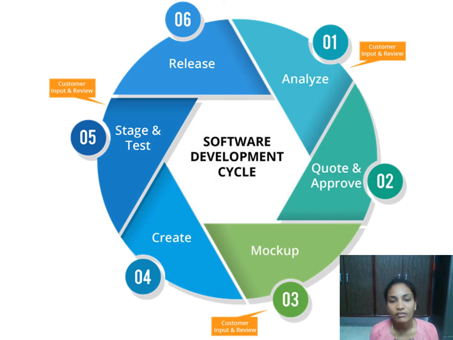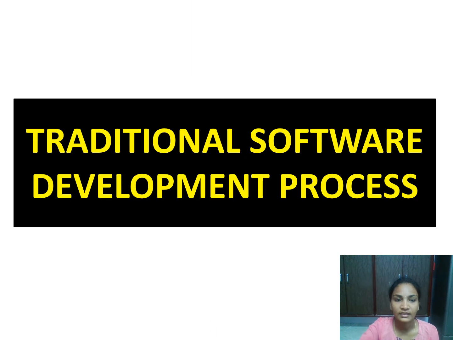Software development life cycle contains 6 steps. The first step is to analyze, second one is quote and approve, then mock up, create, stage and test, and the last one is releasing the project into the market.